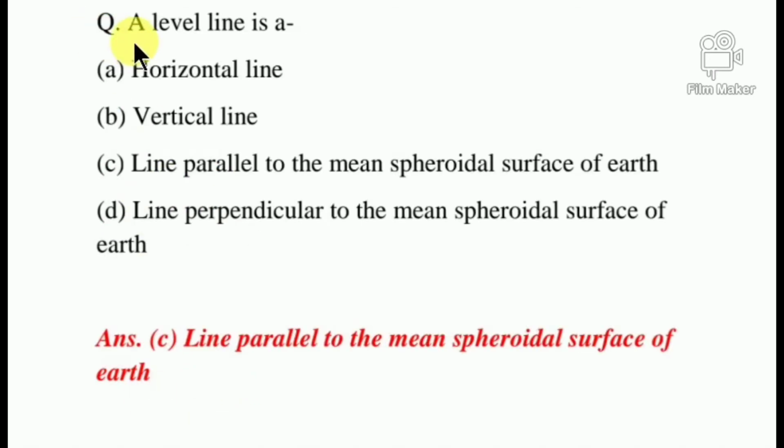And next question, a level line is a horizontal line, vertical line, line parallel to the mean spheroidal surface of earth, line perpendicular to the mean spheroidal surface of earth. So what is a level line? It is a line parallel to the mean spheroidal surface of earth. So our answer will be option C.